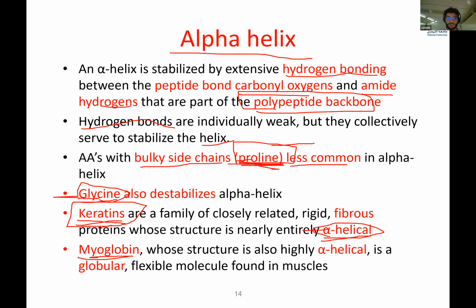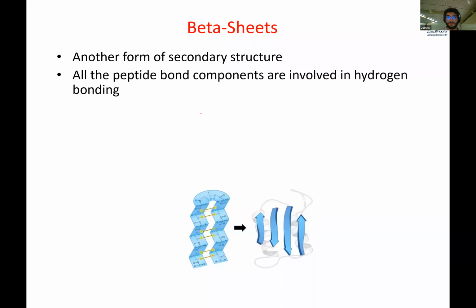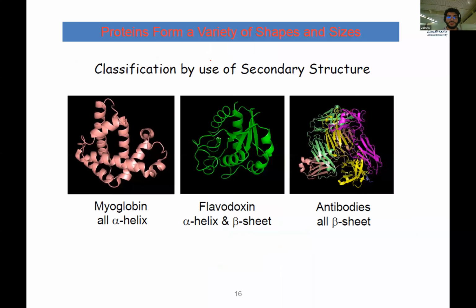Myoglobin, the protein found inside muscles, is alpha helical as well. It's just another example of an alpha helix. You memorize it, and that's all. The other structure we're going to discuss is a beta sheet.